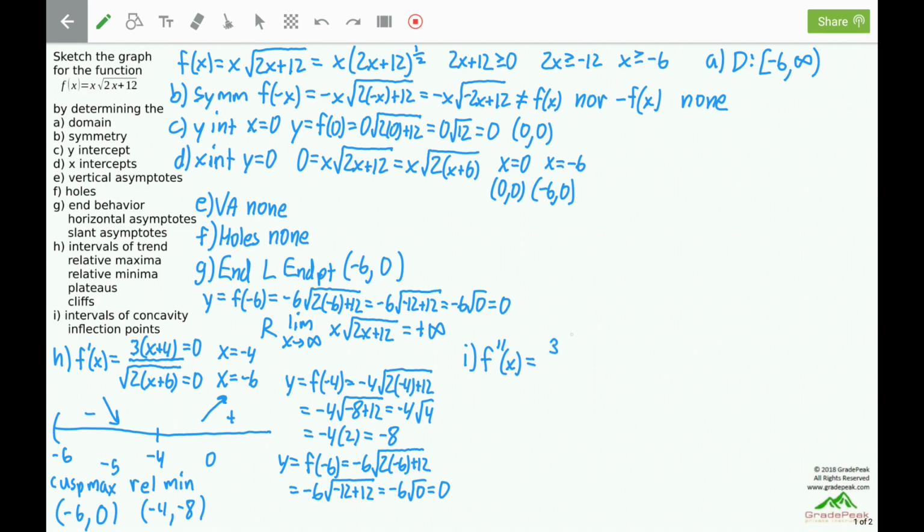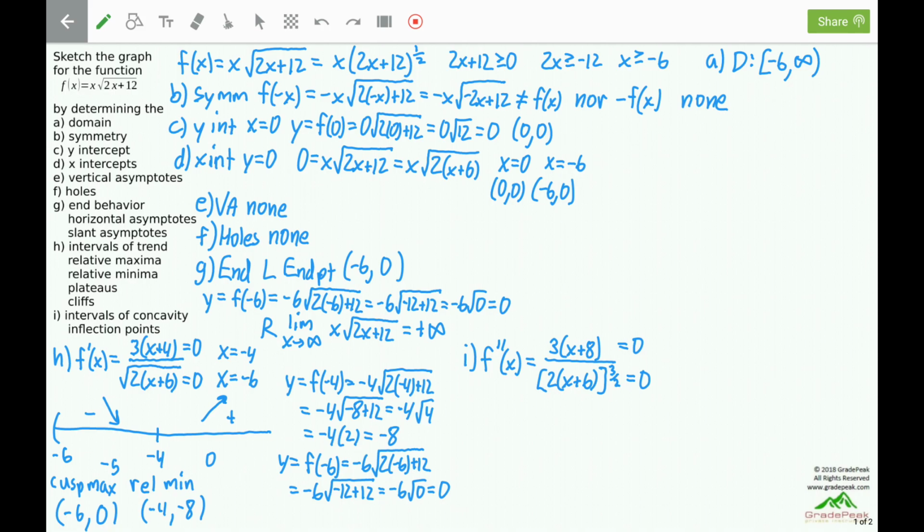So it was 3 times x plus 8 divided by 2 times x plus 6, and then that entire quantity to the 3/2 power. Now that we have the second derivative written as a single fraction, all powers are positive, it's fully factored, we can set the numerator equal to 0. We can set the denominator equal to 0 and solve for all x's.